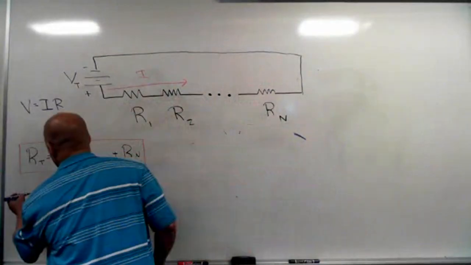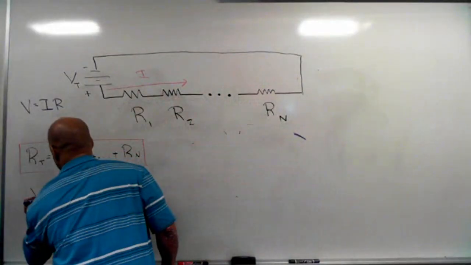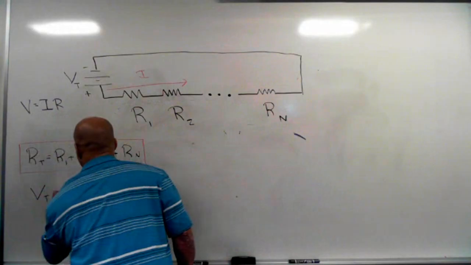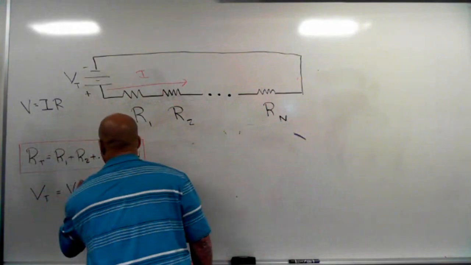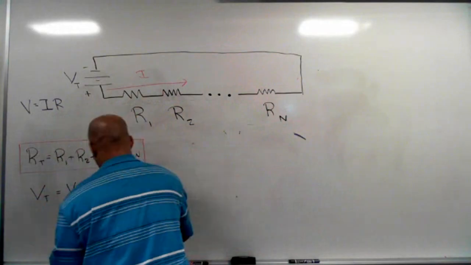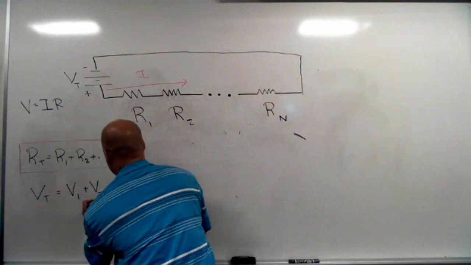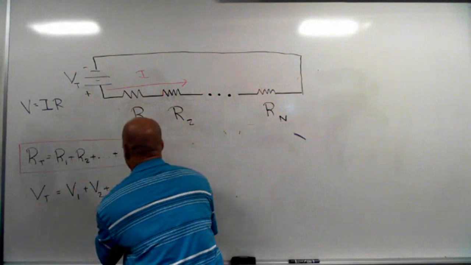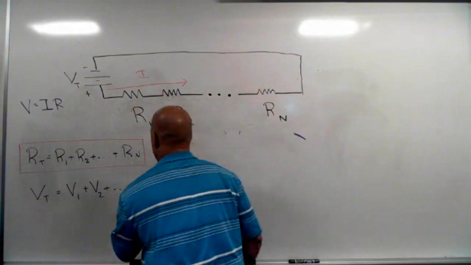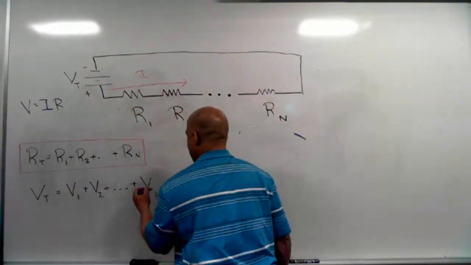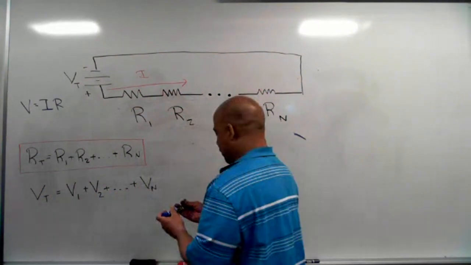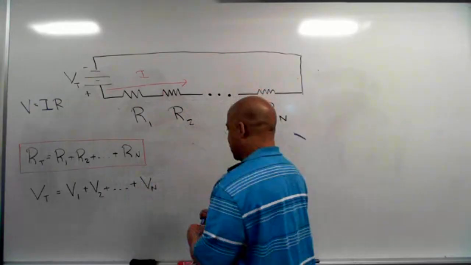We said that total voltage is going to equal V1 plus V2 plus however many resistors I have, the voltage drop across all of those, out to that last resistor, Vn, and those voltage drops have got to add up to the total voltage.